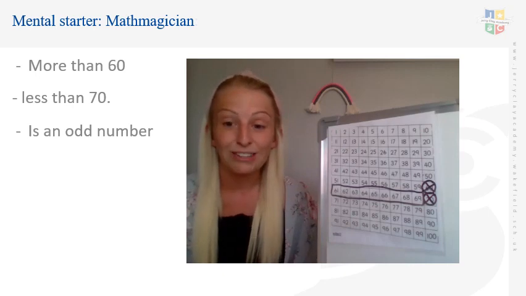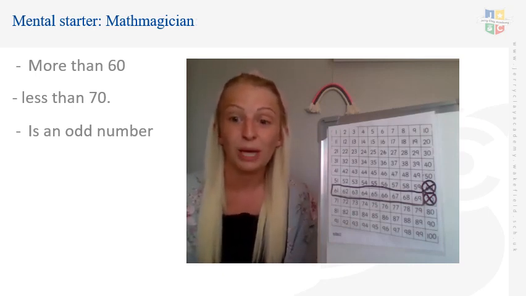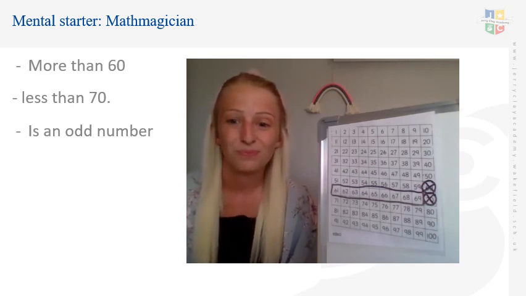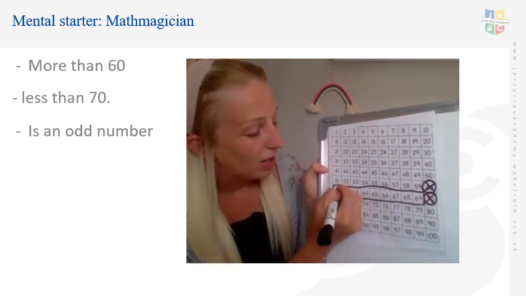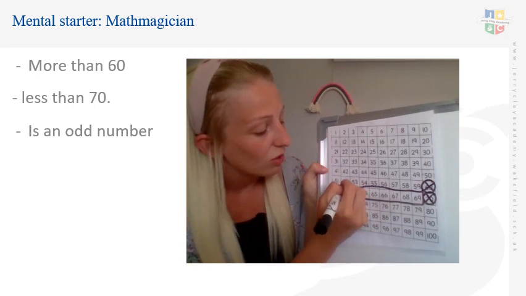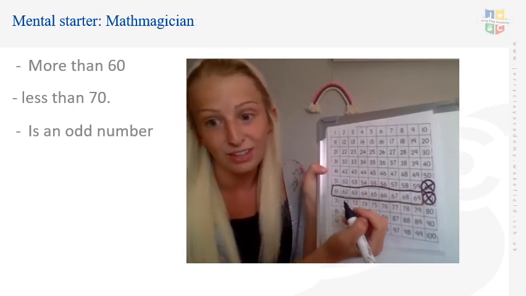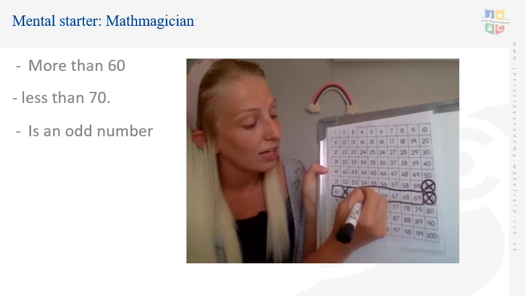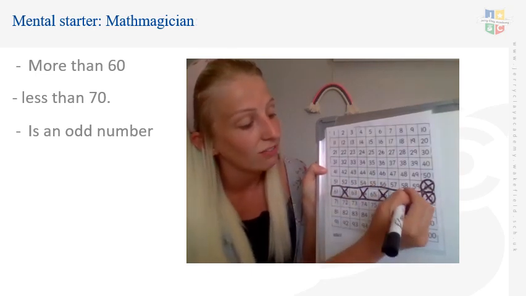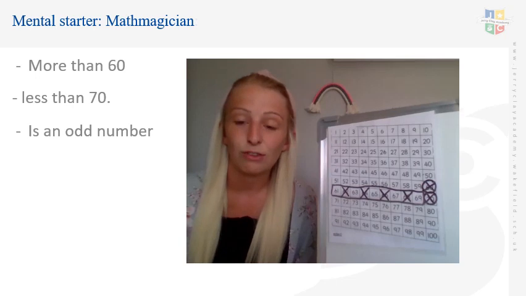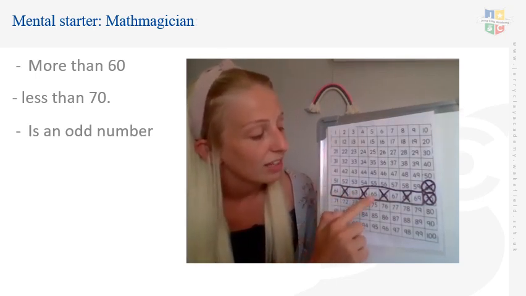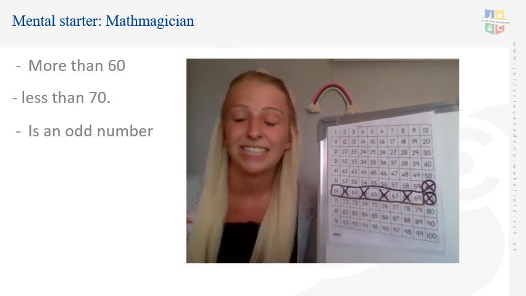Okay, the next clue is it is an odd number. An odd number is not a multiple of 2, so you can pause the video and cross out all the even numbers now. Excellent. I can cross out 61, 62 is a multiple of 2 because it ends in a 2, so I can cross that one out. 64 is even, 66 is even, and 68 is even. So I'm just left with my odd numbers of 61, 63, 65, 67 and 69.